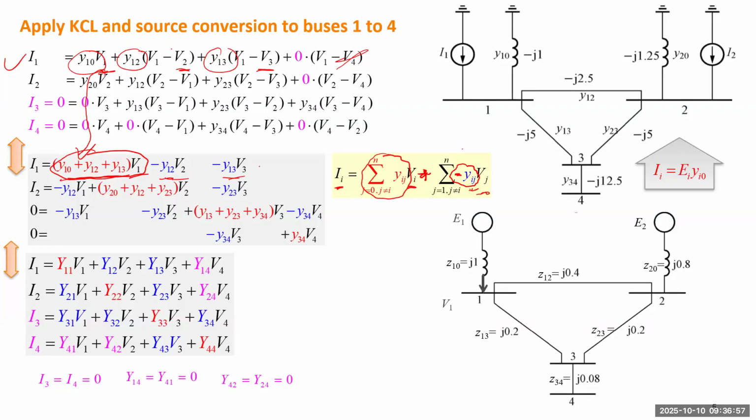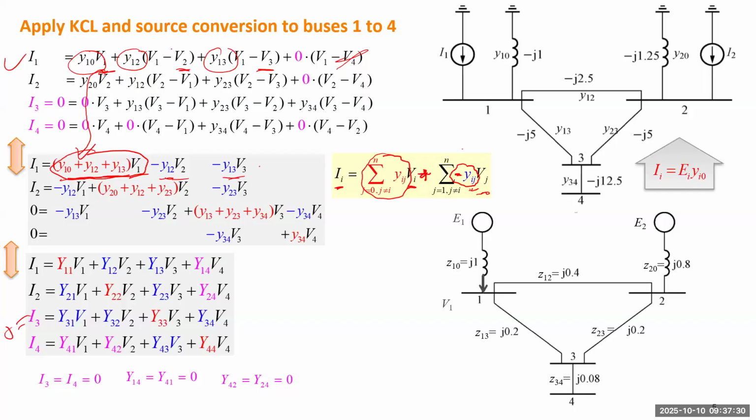Okay, so the second form can be standardized by the following equation. On the left-hand side, we have a current injection from each source. If there's no source, that current injection will be 0. But if there's a source, it will be non-zero. And on the right-hand side, we have as many items as the number of buses. For this system, we have 4 buses, so the right-hand side of each equation will have 4 items.